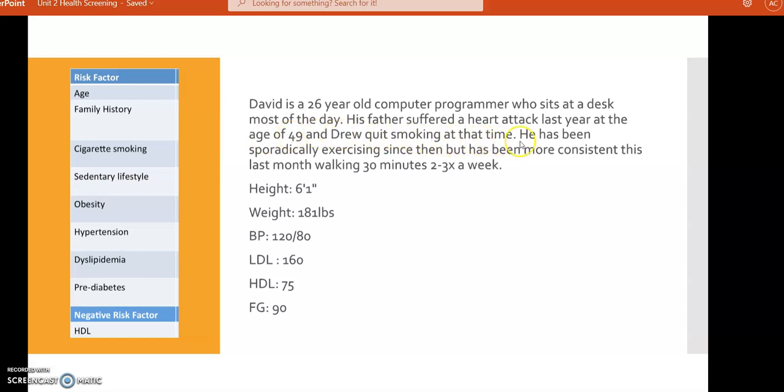David quit smoking at that time. So that's about a year ago. Remember, our smoking threshold was 6 months. And so cigarette smoking wouldn't be a risk factor.